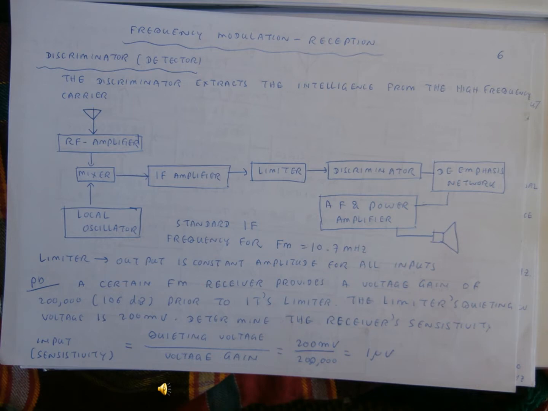The next topic is frequency modulation reception. That modulation and reception circuit includes the discriminator or detector. The discriminator extracts the intelligence from the high frequency carrier, and from the antenna the signal passes into the radio frequency amplifier.